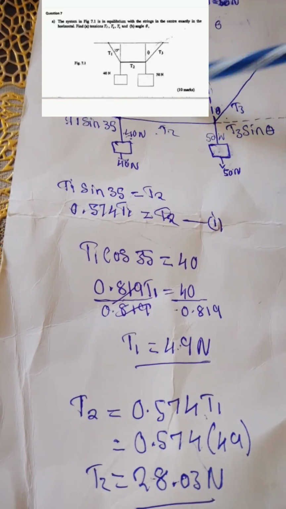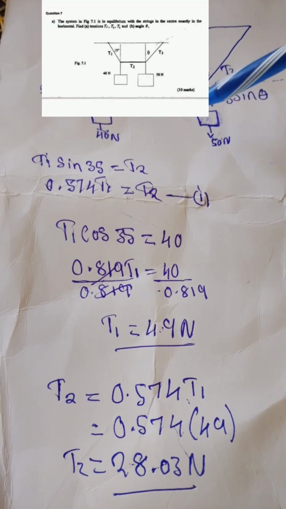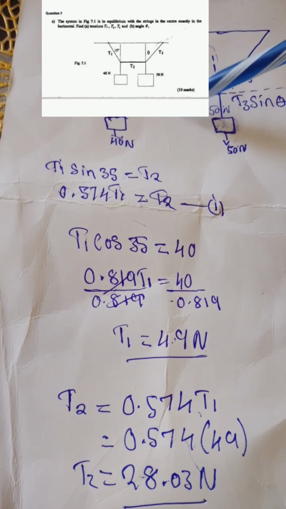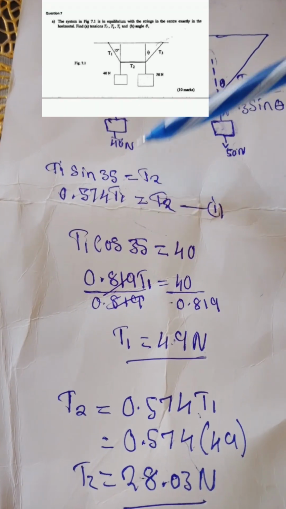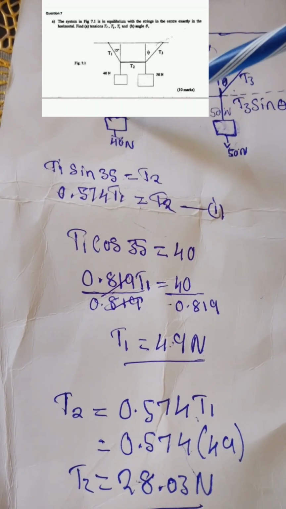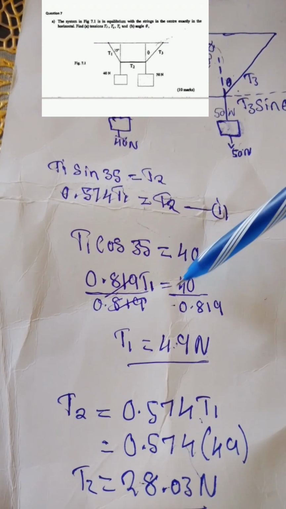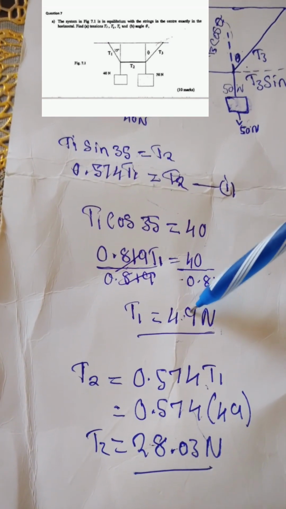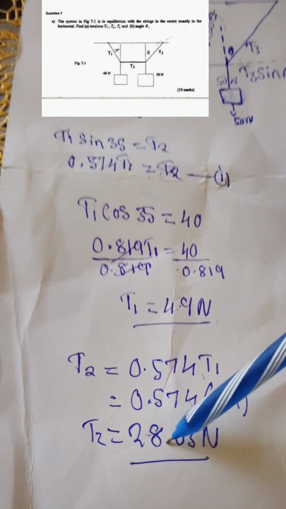So I'm sure we are done with this part. Now let's go to this other part. So I equated the backward force to the forward force, and then came up with this equation 1. I also equated the downward force to the upward force, came up with this equation, and it gave me the answer for T1. And then I replaced this T1 into the first equation, and then I found equation 2.